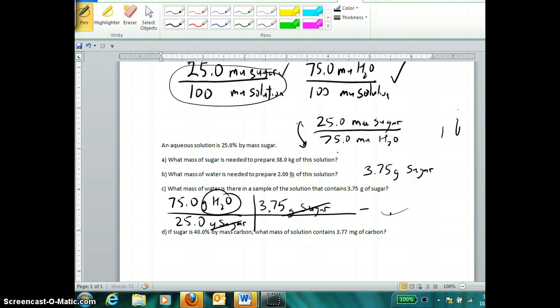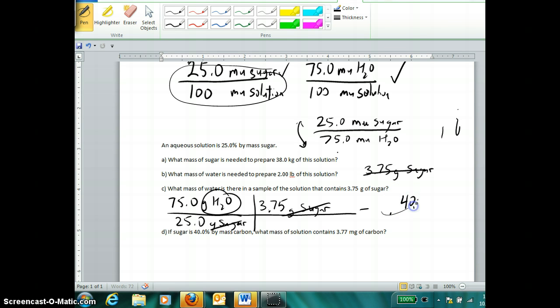So in the last part of the problem here, I have a new piece of information. This 3.75 grams of sugar no longer applies. However, since it's the same aqueous solution, all of these ratios still apply. But in the fourth part of the problem, I'm given another ratio. It tells me that sugar, I guess that would be the whole, is 40%, and this must be the part, carbon by mass. So I'm not going to write a percentage, just as I didn't write this percentage as a percentage, I wrote it as a ratio. I'll write this one as a ratio as well.